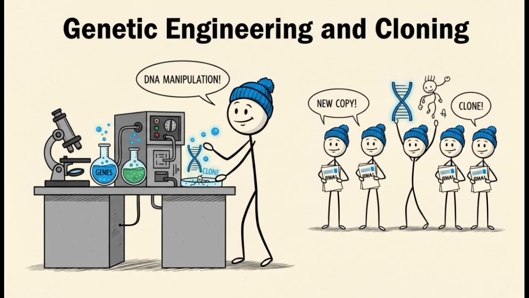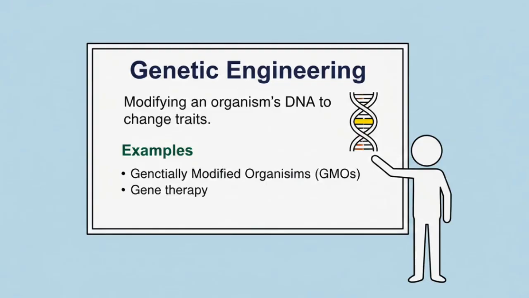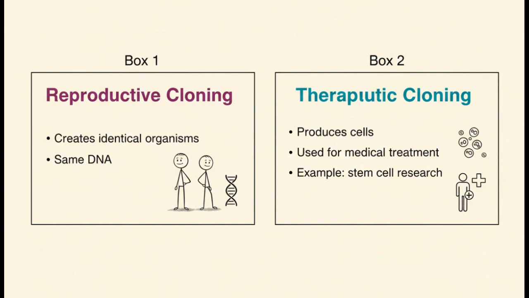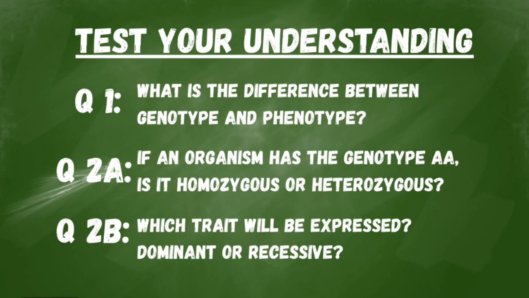Finally, let's talk about genetic engineering and cloning. Genetic engineering involves modifying an organism's DNA. Examples include genetically modified organisms, GMOs. Cloning can be reproductive cloning, by creating genetically identical organisms, or therapeutic cloning, by producing cells for medical treatment, such as stem cell research. Before we wrap up, let's quickly test your understanding.